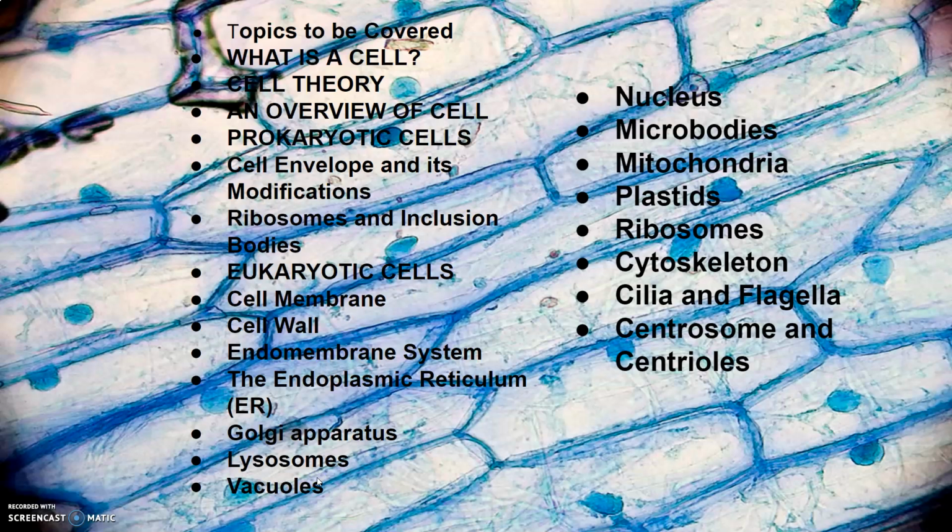Now, in this chapter, we'll be covering all these topics. What is a cell, cell theory, an overview of a cell, prokaryotic cell, cell envelope and its modifications, ribosomes and inclusion bodies, eukaryotic cell, cell membrane, cell wall, endomembrane systems including endoplasmic reticulum, Golgi apparatus, lysosomes, vacuoles, nucleus, microbodies, mitochondria, plastids, ribosomes, cytoskeleton, cilia, flagella, centrosome, and centrioles.